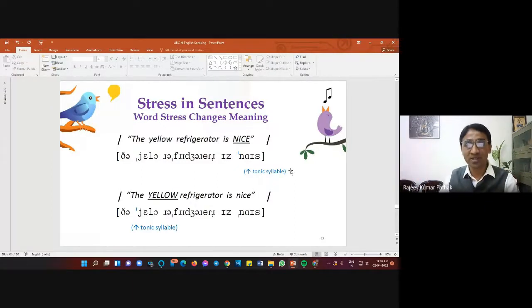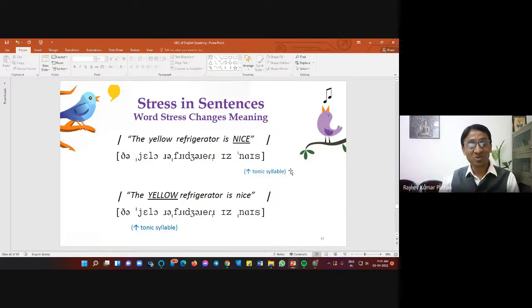So this looks very nice. It talks of the pretty combination of the colors that it has. The yellow refrigerator is nice. Now the stress is on yellow. Earlier, yellow had secondary stress and nice had primary stress. Now yellow has primary stress in the second sentence, and nice has secondary stress. This means the prominence is given to the color, yellow.